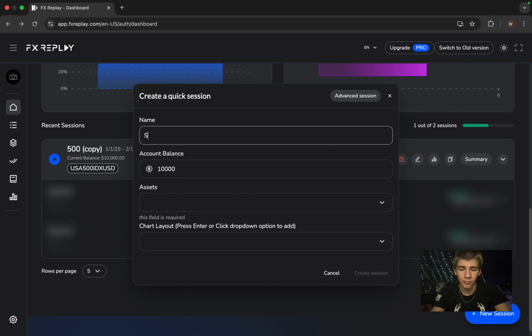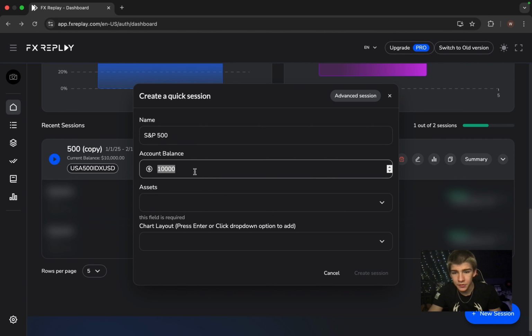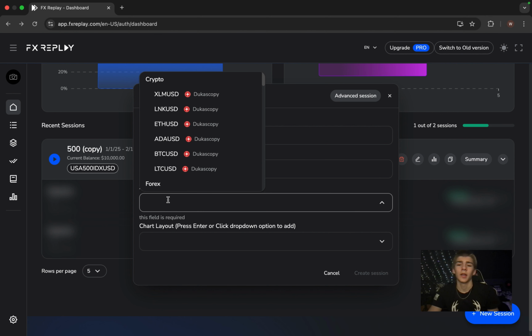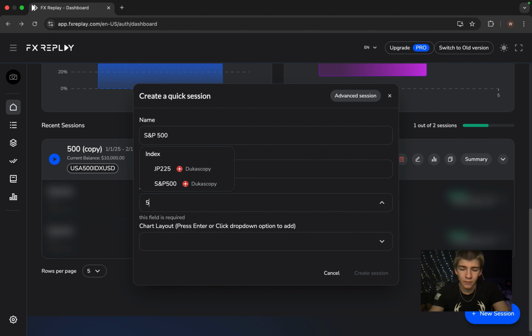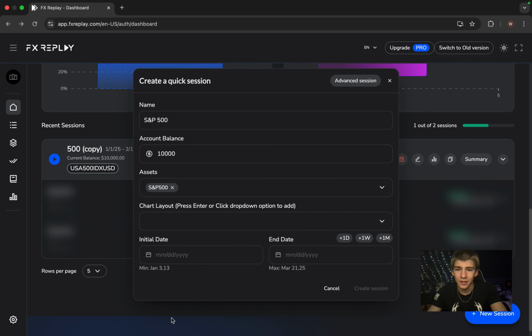name. I'm just going to make mine S&P 500, and then this is the account balance you start with. I like to start with 10K, but you can start with whatever number, it doesn't really matter. And then for my assets, I just do 500. If you're doing the S&P, you can put that in.